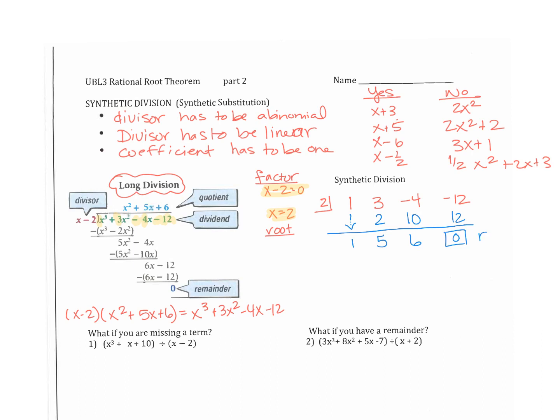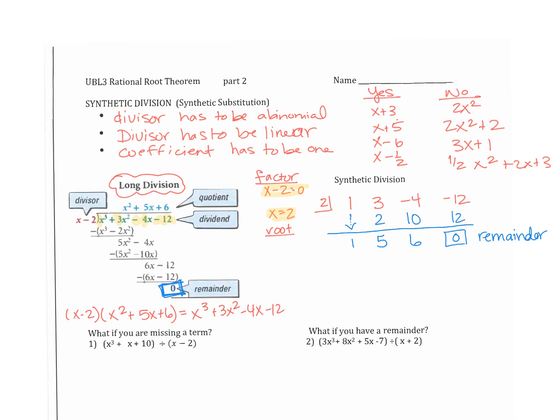This 0, this last number, this is my remainder after the division. There's a 0 there. If I could draw your attention to the left side, it's the same 0 that's at the bottom of long division. That's my remainder. So how do I write my answer?